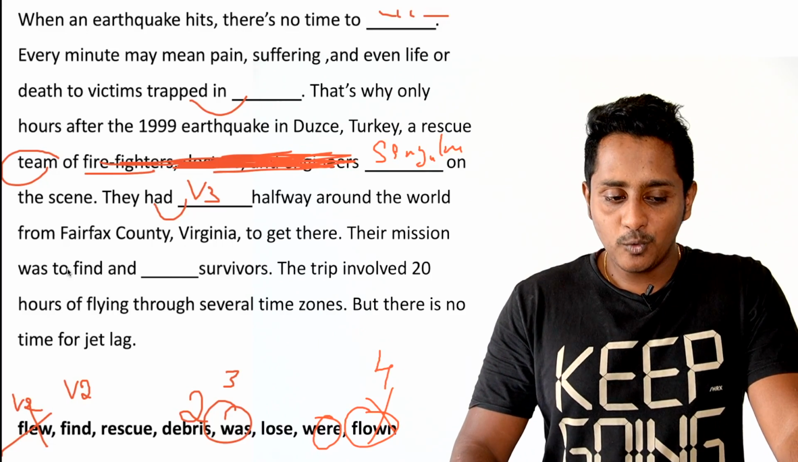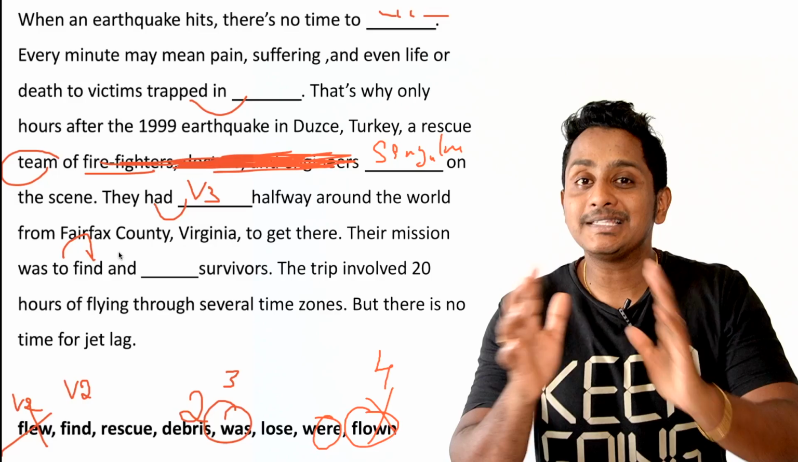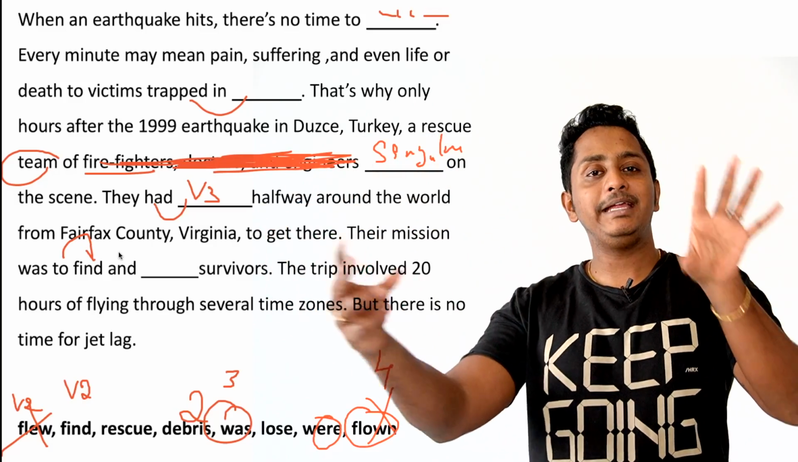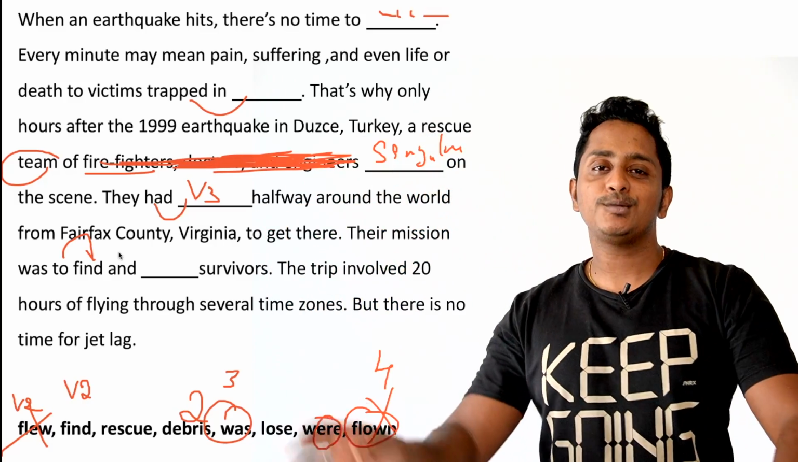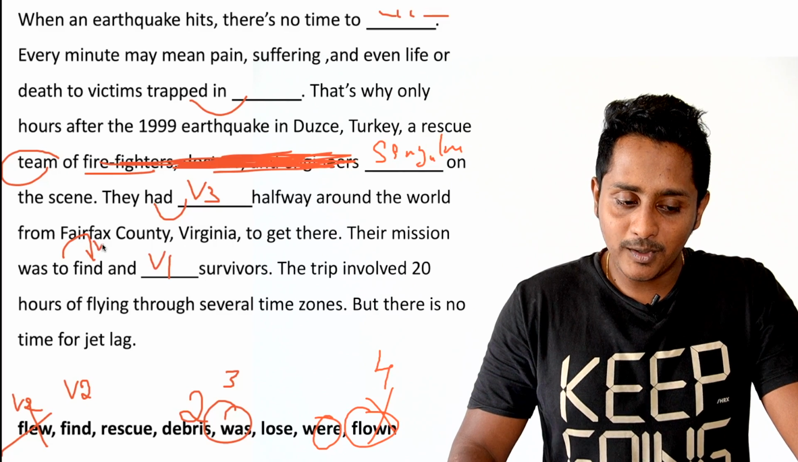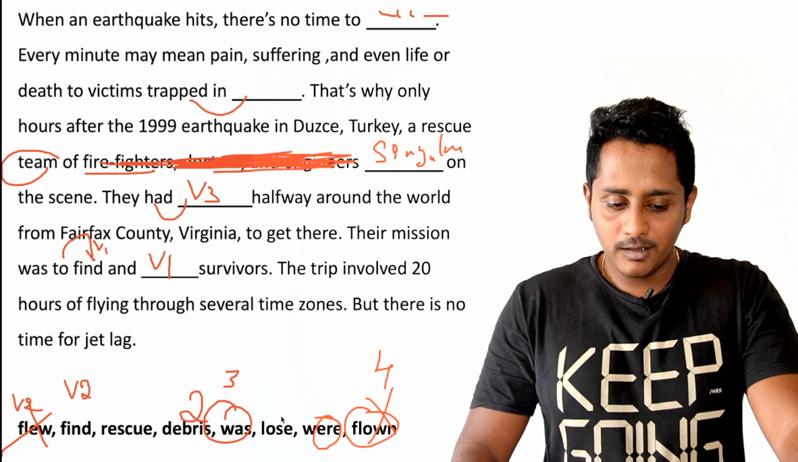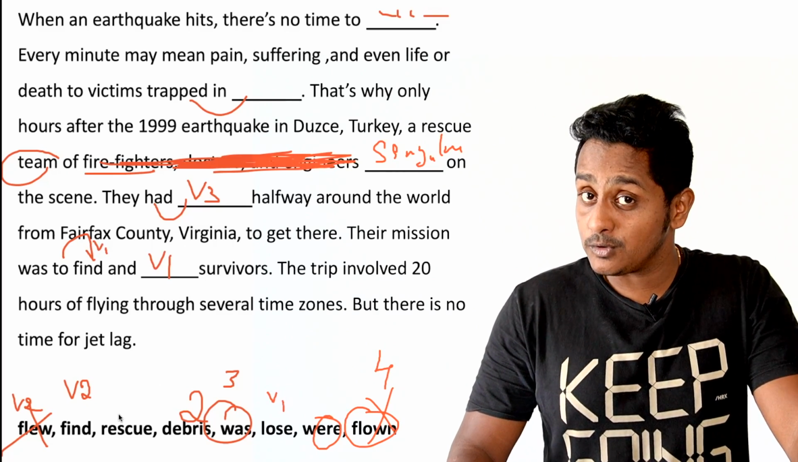The last one, their mission was to find. Parallelism we call. To find and eat. Find and sing. Find and explore. Find and verb 1. This is verb 1. Lose is verb 1. Rescue is also verb 1.